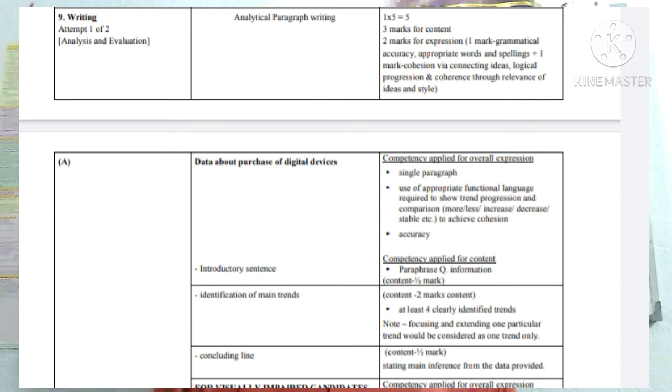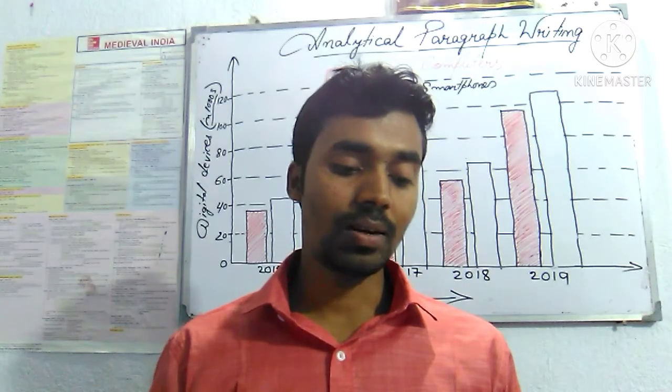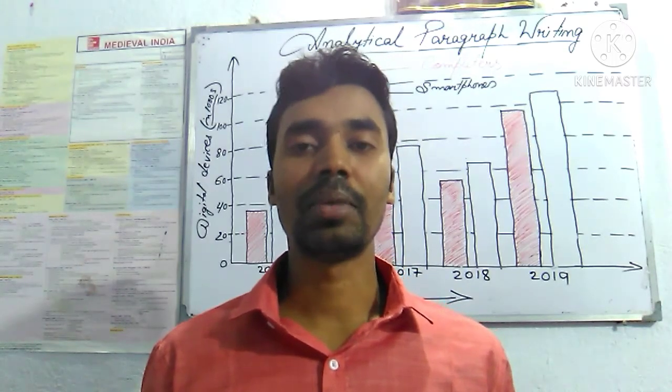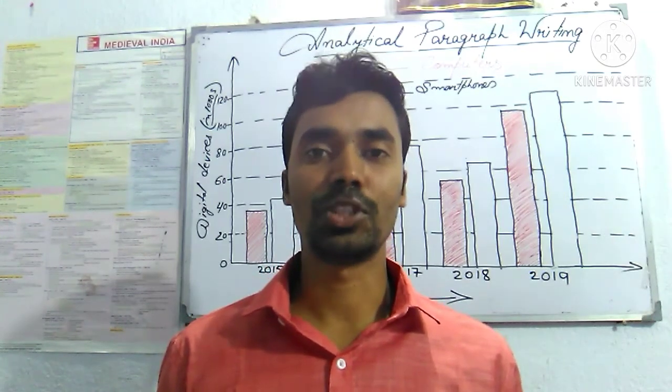And then in the second part, we have to identify the main trends that are shown in the table. We have to give at least 4 trends, and then in the concluding line we have to just give our conclusion. We have to state the main inference from the data provided, right? So these are the informations that we are going to keep in mind while trying to write the question.